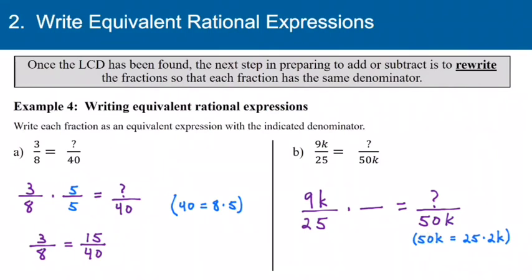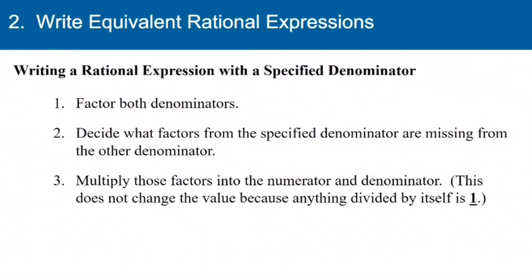And then whatever goes here also goes in the top as well. So if I multiply the bottom by 2k in order to get the denominator that I want, I also have to multiply the top by 2k. Okay, now 9k times 2k is going to be 18k squared. So notice that 9k times 2k is 18k squared, and 25 times 2k is 50k. So that's how we get the new numerator. Whatever we multiply by in the bottom that gets us the denominator we want, that's what we multiply into the top. So let's kind of sum up what we just did.